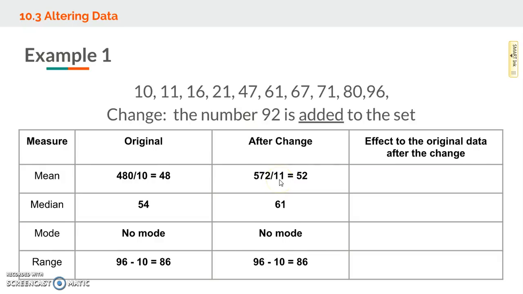Because all we're doing is adding. We're not deleting or taking out anything. So if we add our 92, we get 572. And we're going to divide that by 11 to get an answer of 52 for our mean.